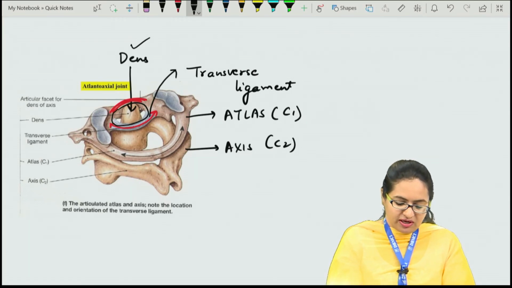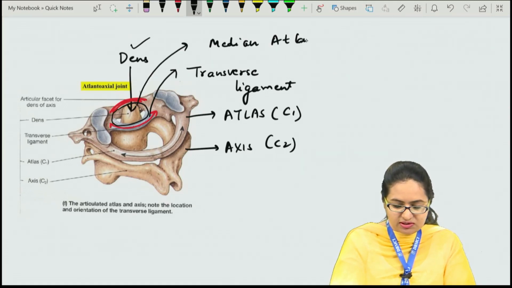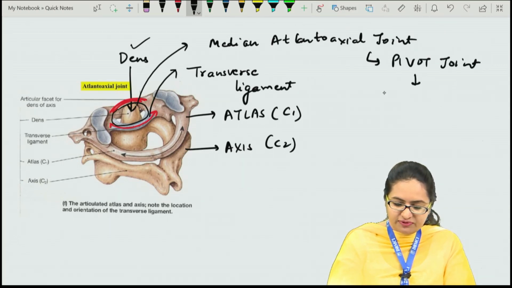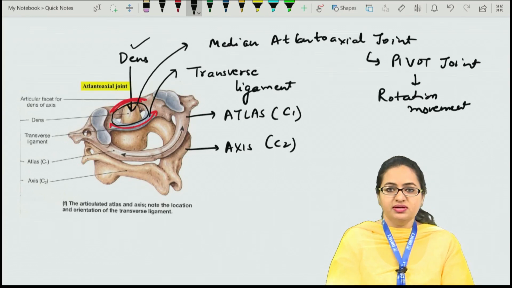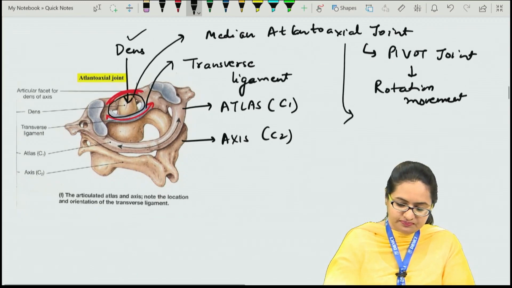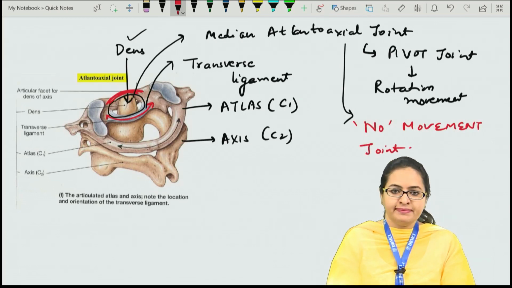This kind of joint is a pivot joint, and the joint formed here is the median atlantoaxial joint. At this pivot joint, first, rotational movement is possible. The rotation movement is like this. This is termed side to side movement, and it is used when we are saying no. So this joint is also known as the no movement joint due to this kind of action.